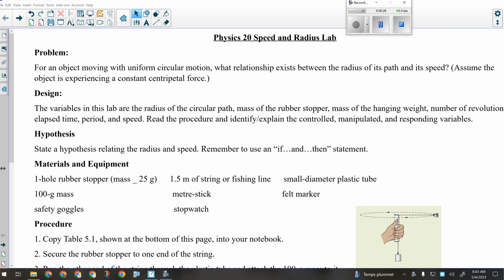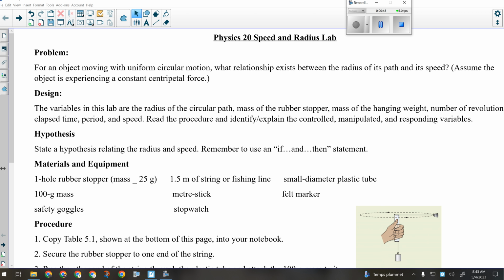Someone is going to have to be a timer because the whirler can't do two jobs. They have to concentrate on not getting the rubber stopper in the head. That will be their one and only job. Right? And then another person will time, and maybe even a third person can count the rotations. Sometimes it helps to have all hands on deck. Okay, for the procedure part of this lab.